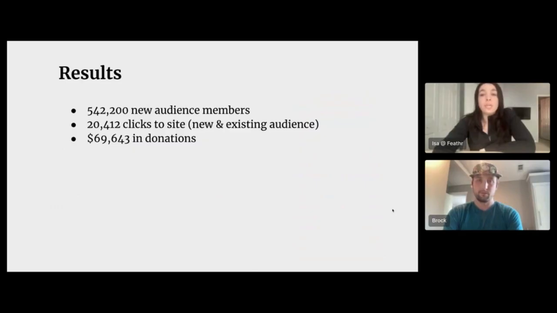And so the donation value in this is a combined result of all of those campaigns that they ran to drive donations in 2023, not just the campaigns that we just looked at. But overall, you can see that the awareness campaigns drove a ton of new web traffic. So they had 542,000 new audience members seeing their ads, coming to their site, aware of their organization, and they had 20,000 clicks to the site. This was made up of new and existing audience members, but a lot of those new people were coming and clicking through to the site, and this resulted in almost $70,000 in donations, which is amazing.